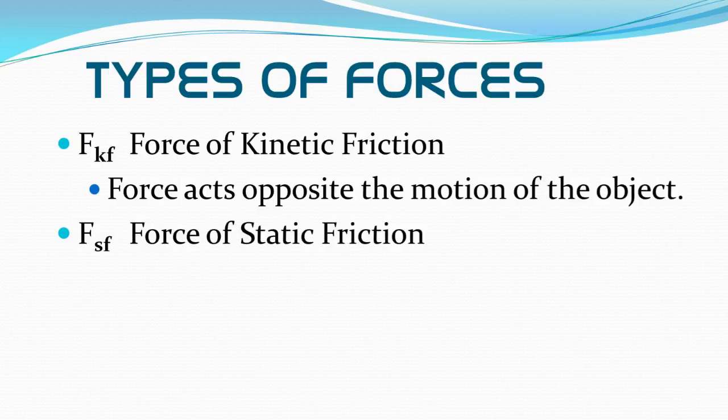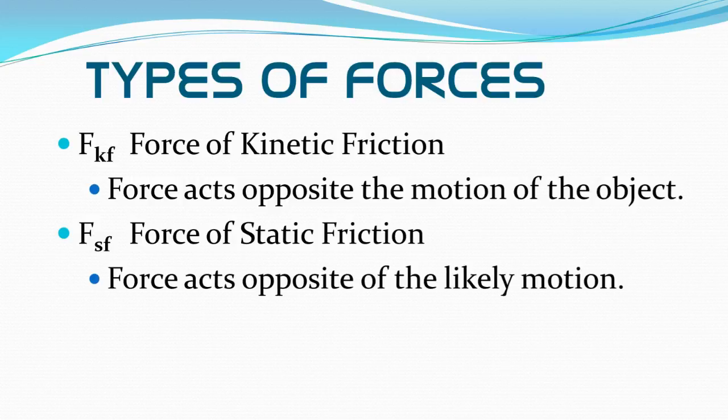If friction is so strong between the surface and the object that it stops, we're looking at static friction. In this case, the force acts opposite of the likely motion. If something is sliding down a hill, but it stops, the force of static friction is acting against the direction it's traveling down the hill, keeping it in place. Friction forces can also be represented simply as F sub F.